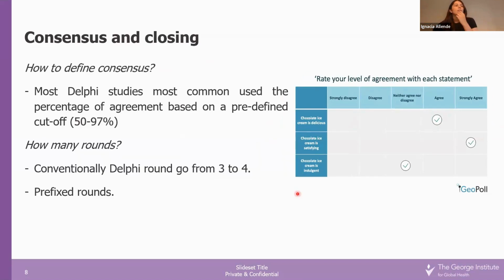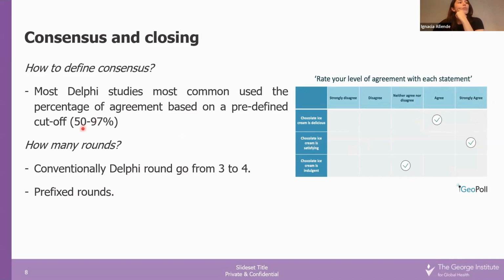How do we define consensus? Well, the most common thing is to just use the percentage of agreement based on a predefined cutoff. And that predefined cutoff can go from 50% to 97%. Agreement is basically just saying, well, my cutoff is, for example, 60%. I will say that if 60% of my panelists are between agreeing and strongly agree, then there is a consensus that this statement is true.